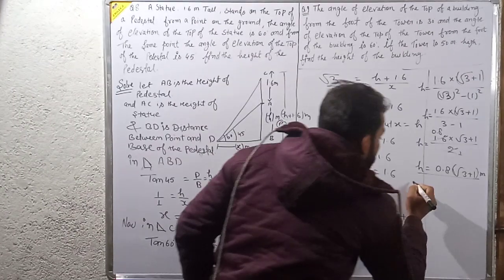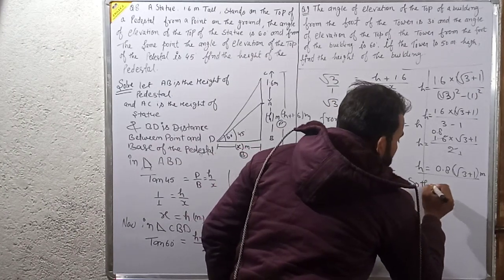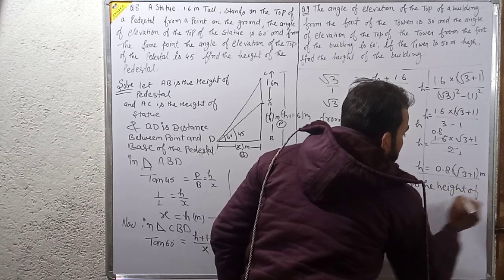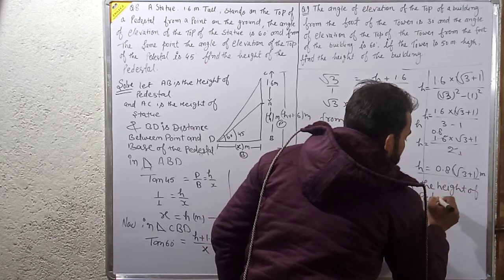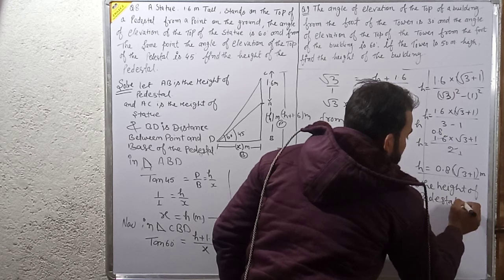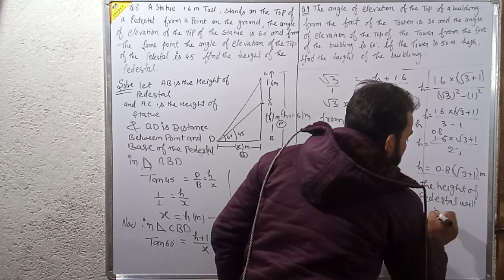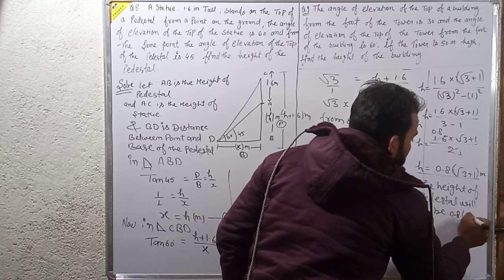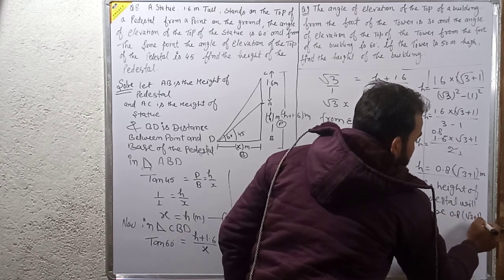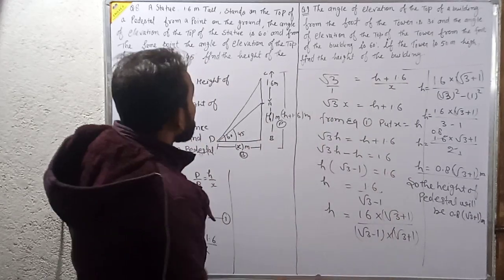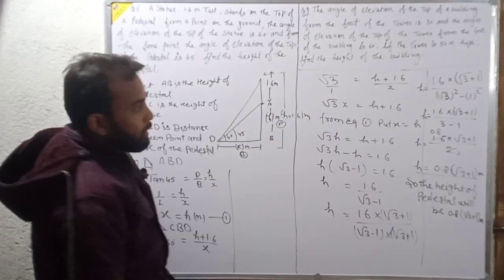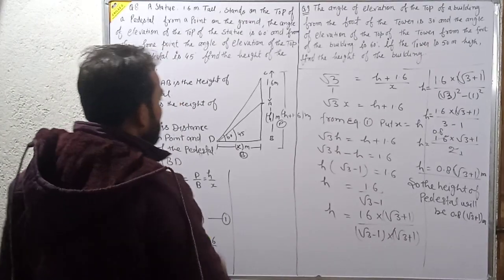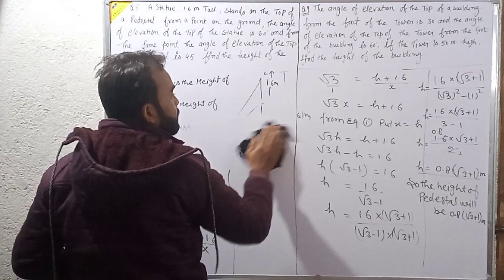So the height of the pedestal will be 0.8 into root 3 plus 1 meter. Clear? Now we have to solve next question, question number 9.